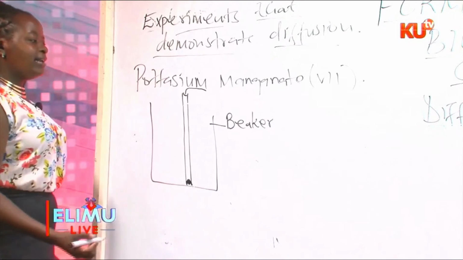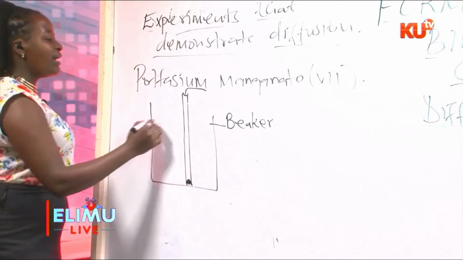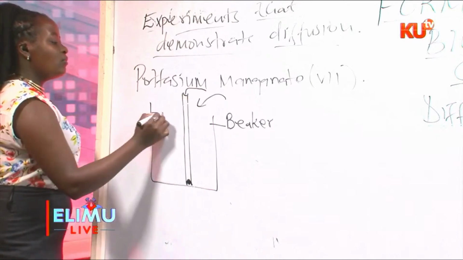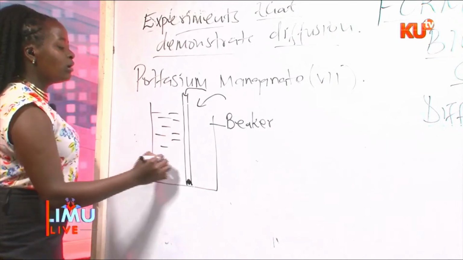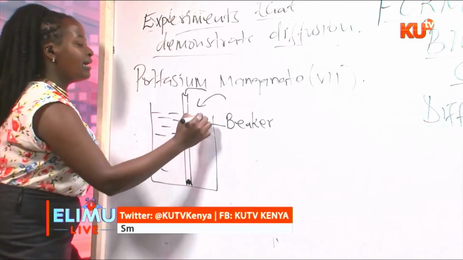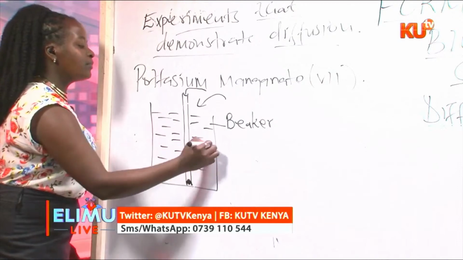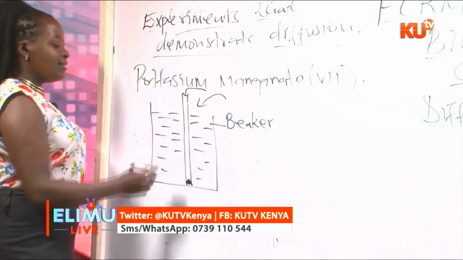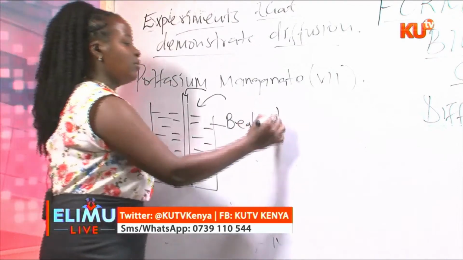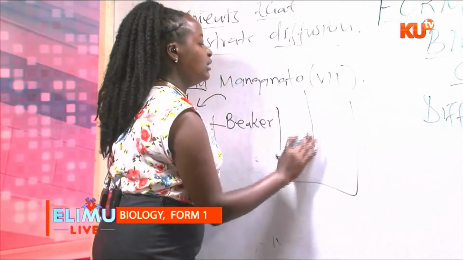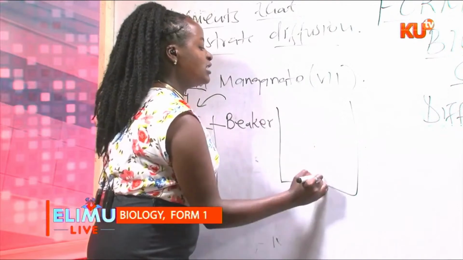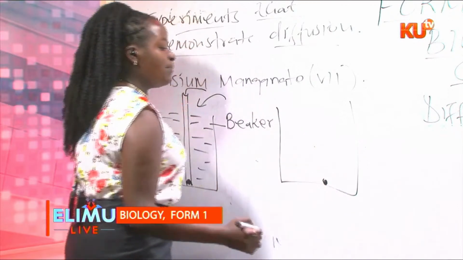So after that, water will be added into the beaker. This is water. It is added into the empty beaker. Then the glass rod is removed so that this particle remains at the base.